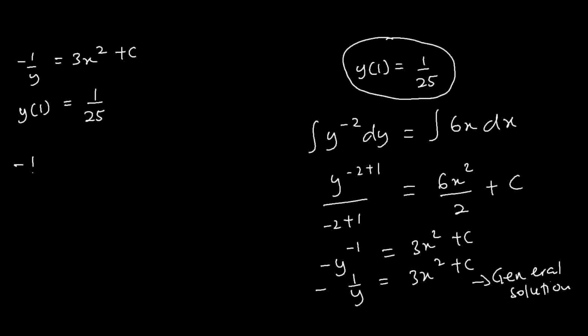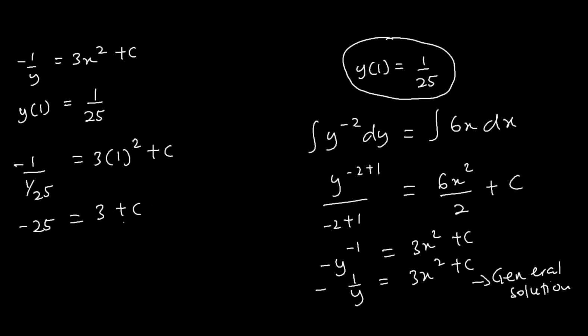So that will be minus 1 divided by 1 over 25 equals 3 times 1 to the power 2 plus c. Okay, so this is like minus 1 divided by 1 over 25, right? So that will be the same as minus 1 times 25. So for the left hand side, we have minus 25.